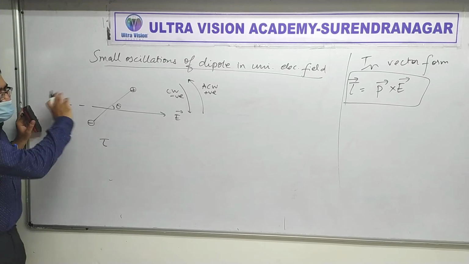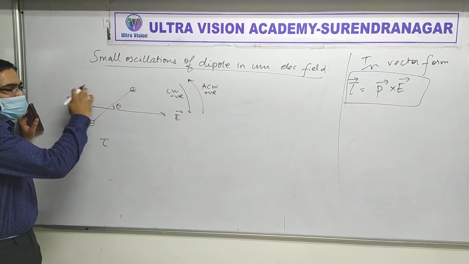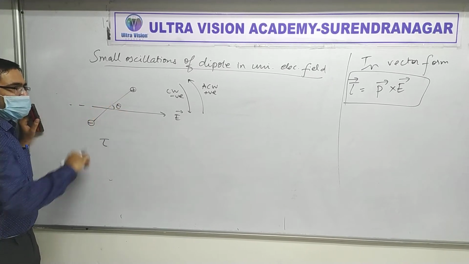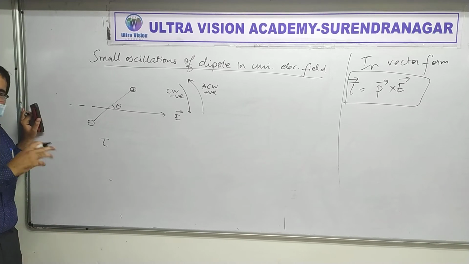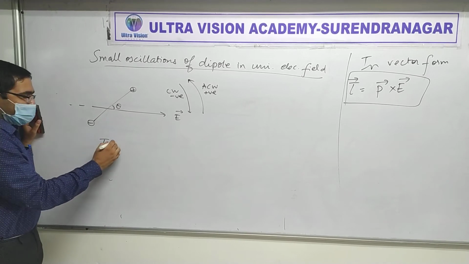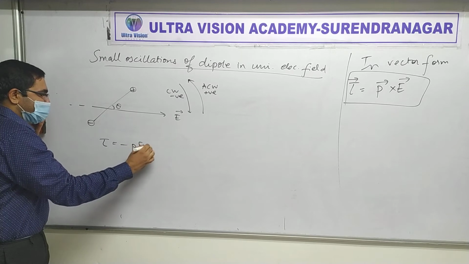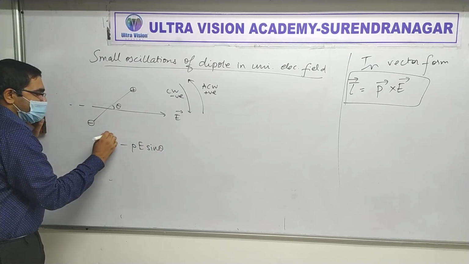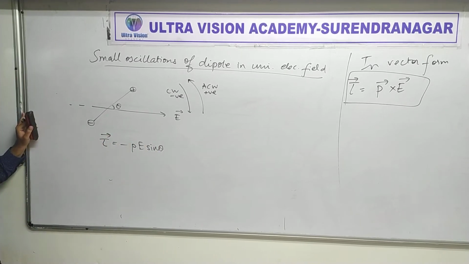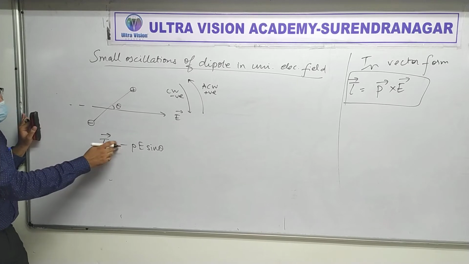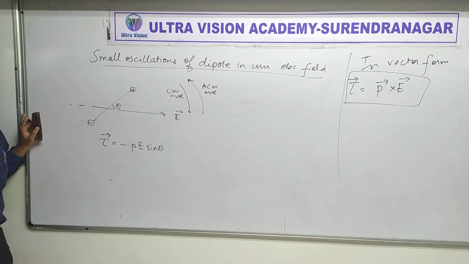So angle is anti-clockwise. That's positive. But torque is clockwise. That is negative. So if I write it in this form, you can write like this: minus PE sin theta. This minus sign indicates the clockwise direction of torque. Okay? Okay or not okay?